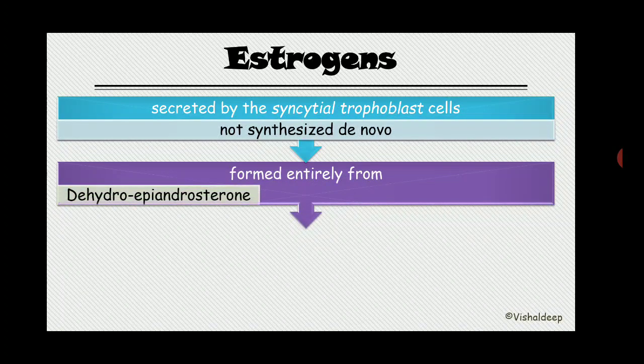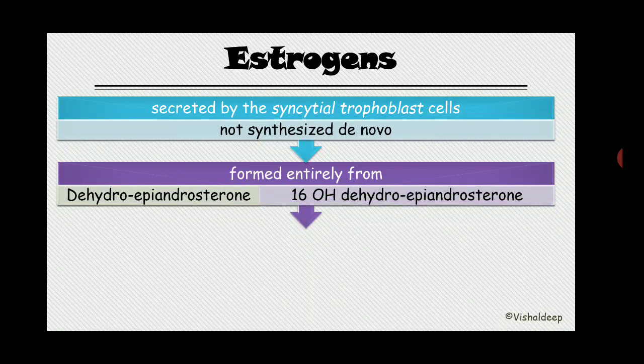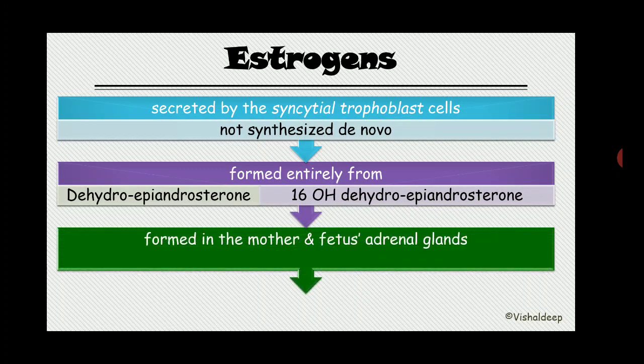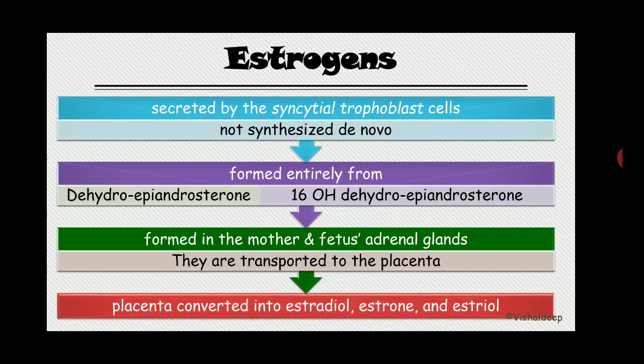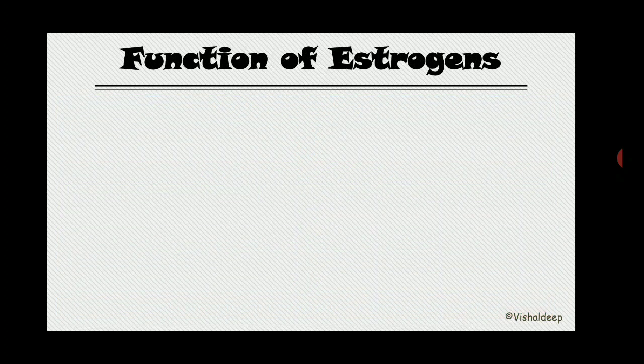So it forms entirely from two things. One is dehydroepiandrosterone, another one is 16-hydroxy dehydroepiandrosterone. Both these androgens are formed in the mother and the fetal adrenal gland, and both will eventually be transported to the placenta, and the placenta does nothing but aromatize these androgens and convert them into estradiol, estrone and estriol. Where the estradiol, estrone and estriol will form, we discuss in our fetoplacental unit. So don't worry, we cover that topic in our subsequent slide.